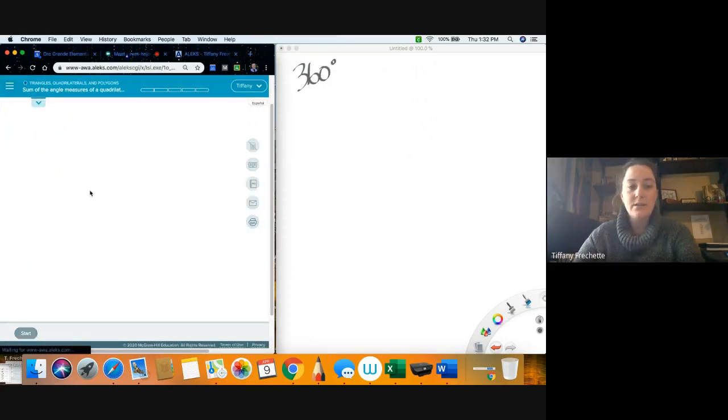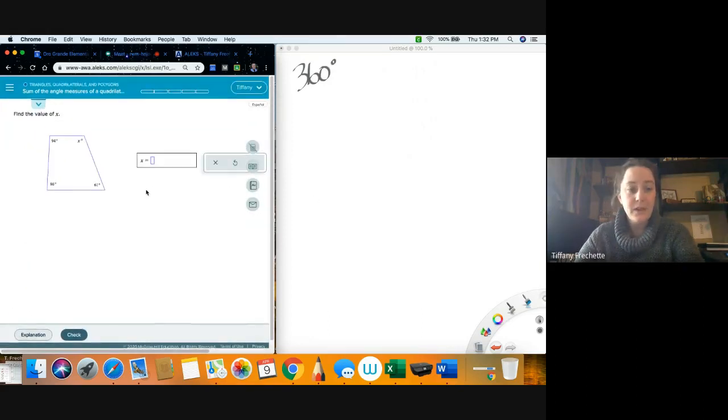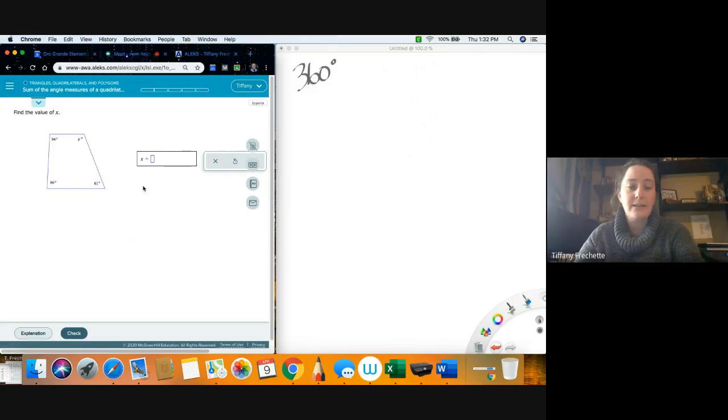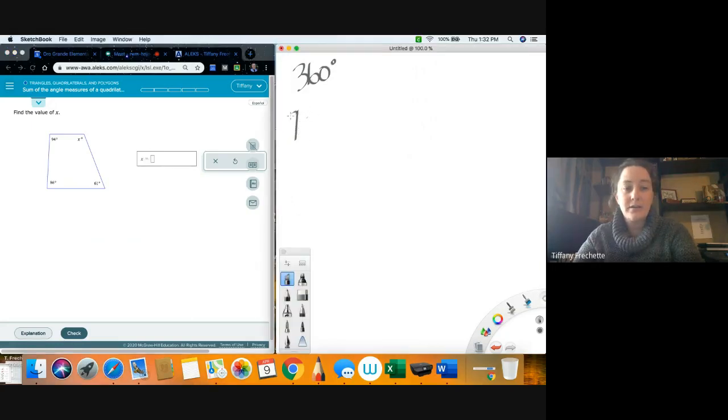So let's go ahead and try it. So here's our quadrilateral. Again, they already told us straight out in the explanation that quadrilaterals add up to 360 degrees. So I know if I add all of these angles together, so I have 94, I have 86, and I have 61, and I also have x. Don't forget x. So I have 4 angles, and they add up to 360 degrees.